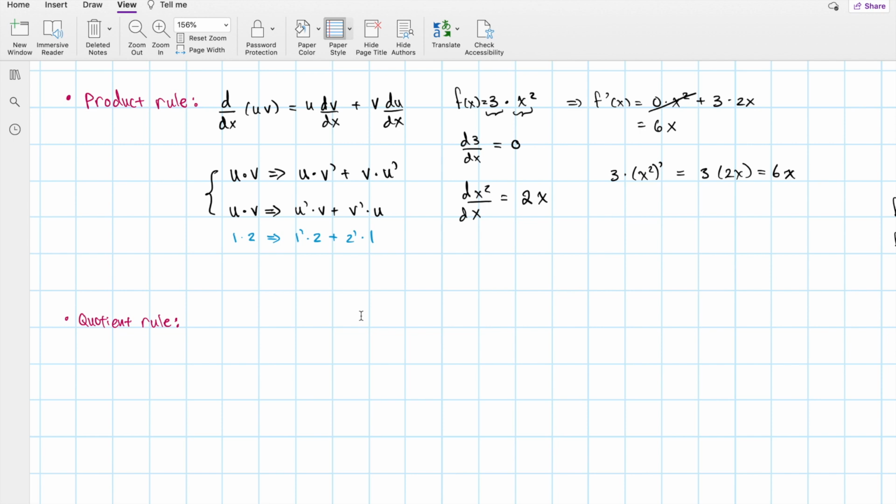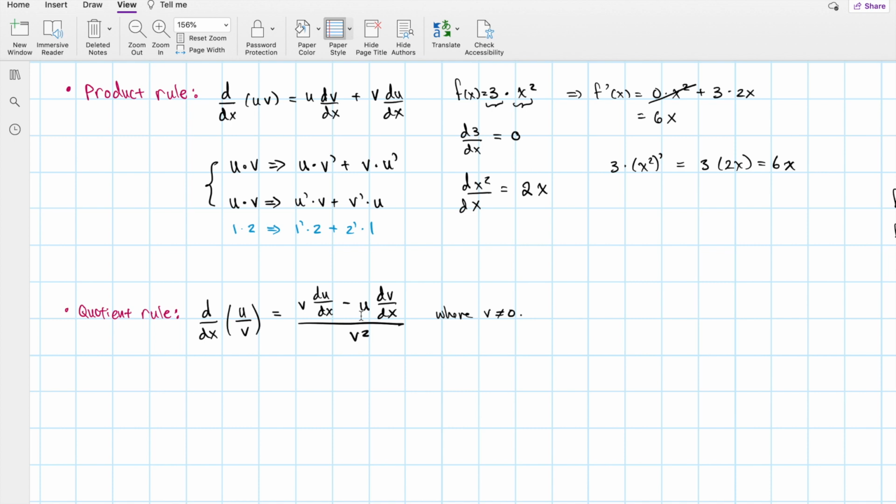So if we have the derivative of something being divided by something else, meaning u over v, the derivative of this is v times du over dx minus u dv over dx, over v squared, where v cannot equal 0. This is called the quotient rule. It's very, very important, just as much as the product rule.